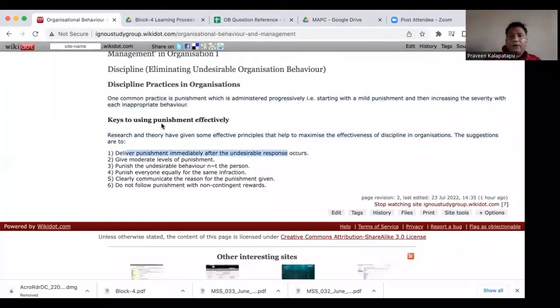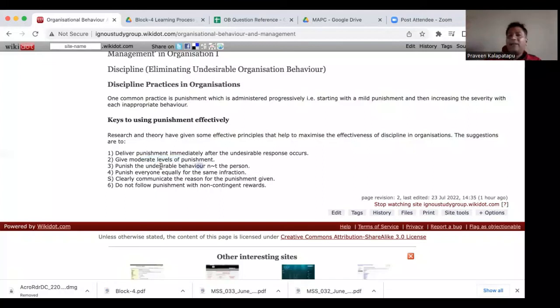So what are the key things if punishment has to be effective? Deliver punishment immediately. As soon as you see it, it has to be punished immediately. Delaying it is not going to create that effect. Give moderate levels of punishment. There is always a saying to give elbow room for people to come back. If you corner them in such a way that they can't escape, or they don't have a route to improve themselves and go back to normalcy, then it is not going to be good. So give moderate levels of punishment, unless it is a very severe one.